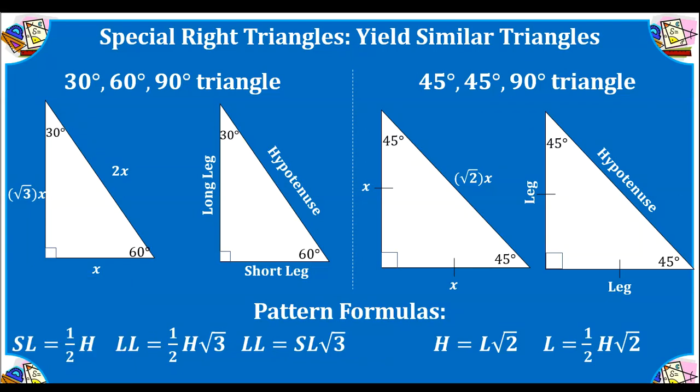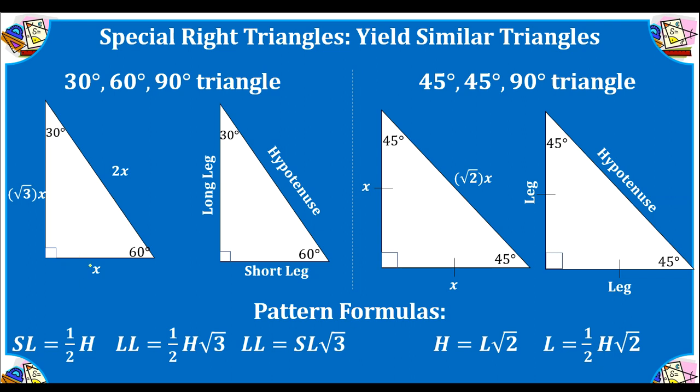Okay, part two of this lesson, we're going to talk about some special right triangles which give you similar triangles. So we have a 30, 60, 90 degree triangle and then a 45, 45, 90. Now remember, all triangles, the angle sum measures 180. So again, we're sticking to right triangles for this unit. So let's look at a 30, 60, 90.